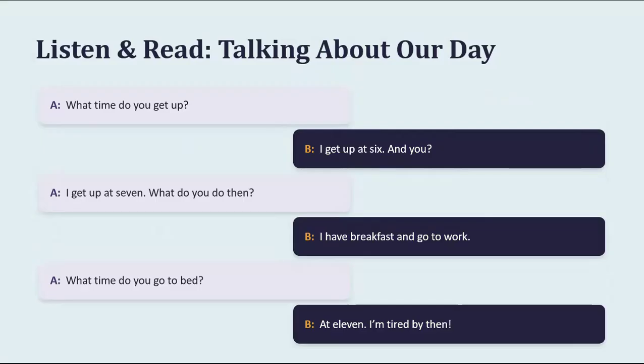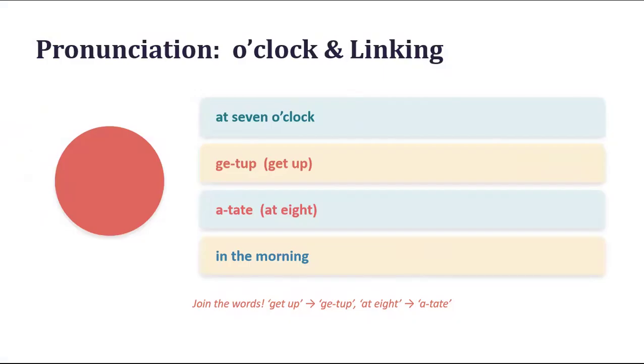So this is a practice for person A and person B. Person A: What time do you get up? Person B: I get up at 6. And you, person A? I get up at 7. What do you do then? Person B: I have breakfast and go to work. Person A: What time do you go to bed? Person B: At 11. I'm tired by then. Try to practice with your partner.